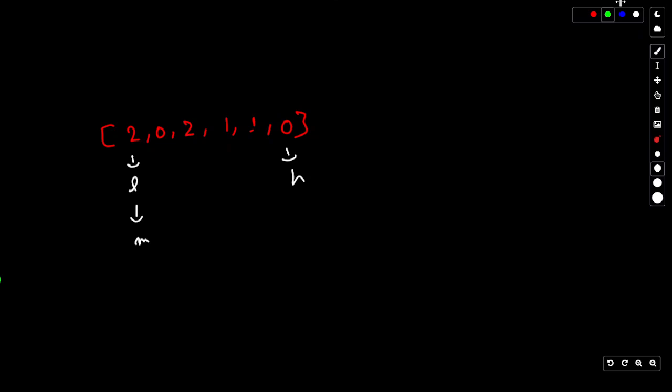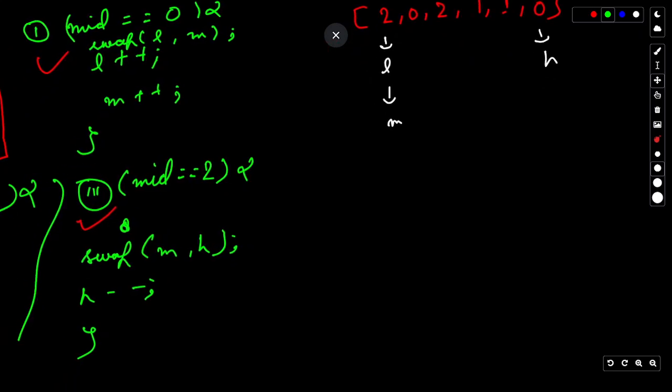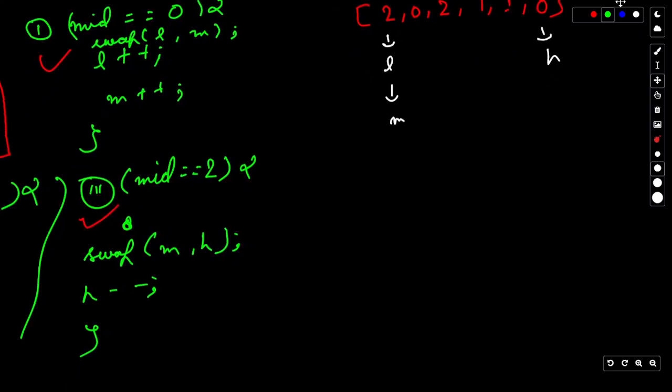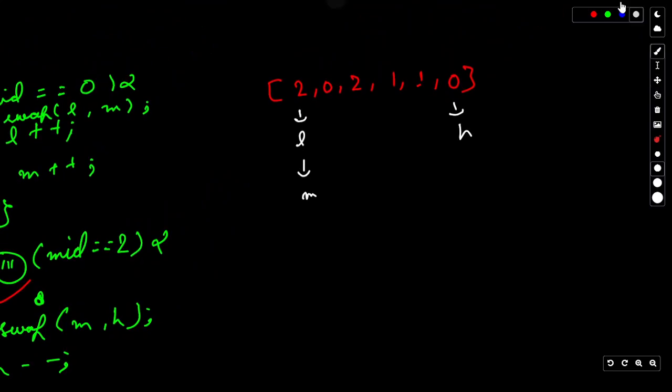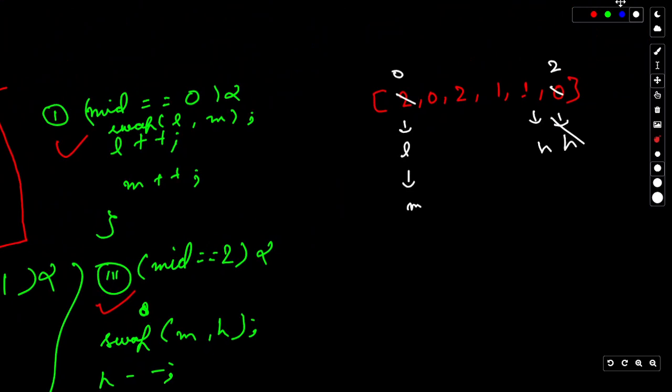Right now mid is at 2. When mid is at 2, we swap mid and high, and we subtract high by 1. Let's swap these two elements. It will be 0 and 2, and then we subtract high by 1. Now when mid's value is 0, we swap low and mid. Since they're at the same position, nothing happens. We will increment low and then mid.